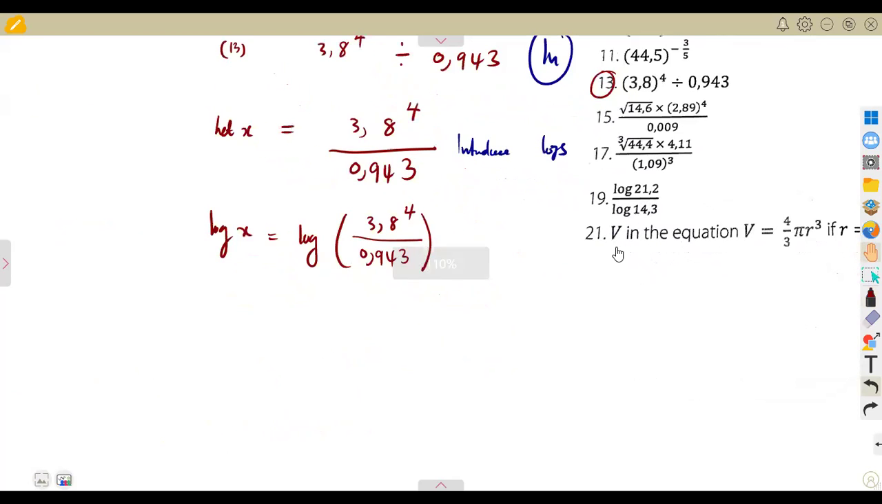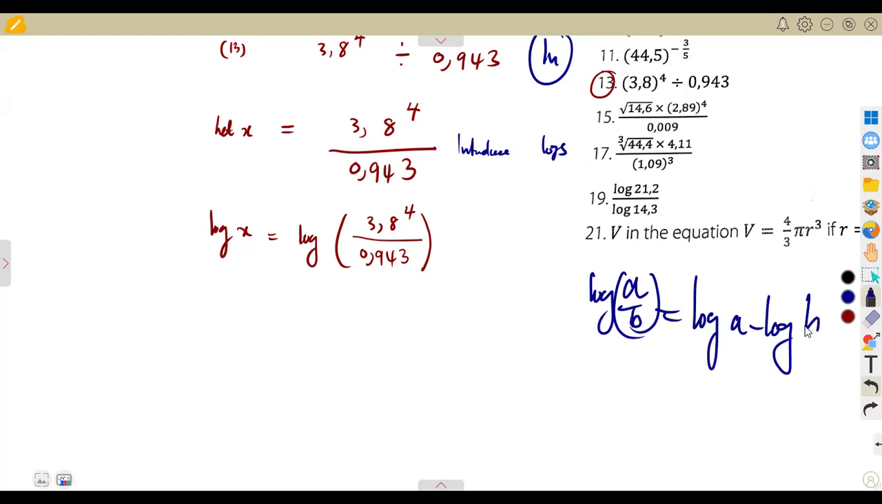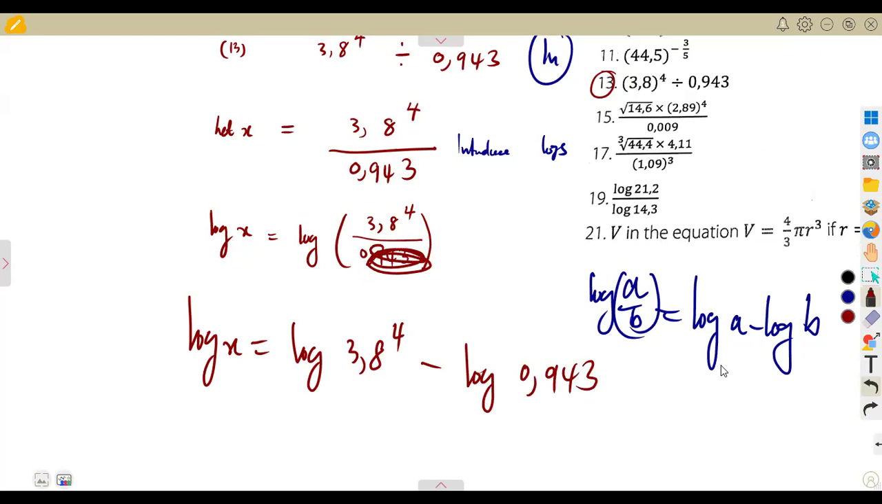How are we going to simplify? Remember what I said, there is a fraction there. It's a numerator over the denominator, meaning to say this is a division. The logarithm of a over b, remember we said it was taken as the logarithm of a minus the logarithm of b. You are dividing, so it means you're subtracting. The logarithm of x is equal to the logarithm of 3,8 to the exponent of 4 minus the logarithm of 0,943, which is the denominator.